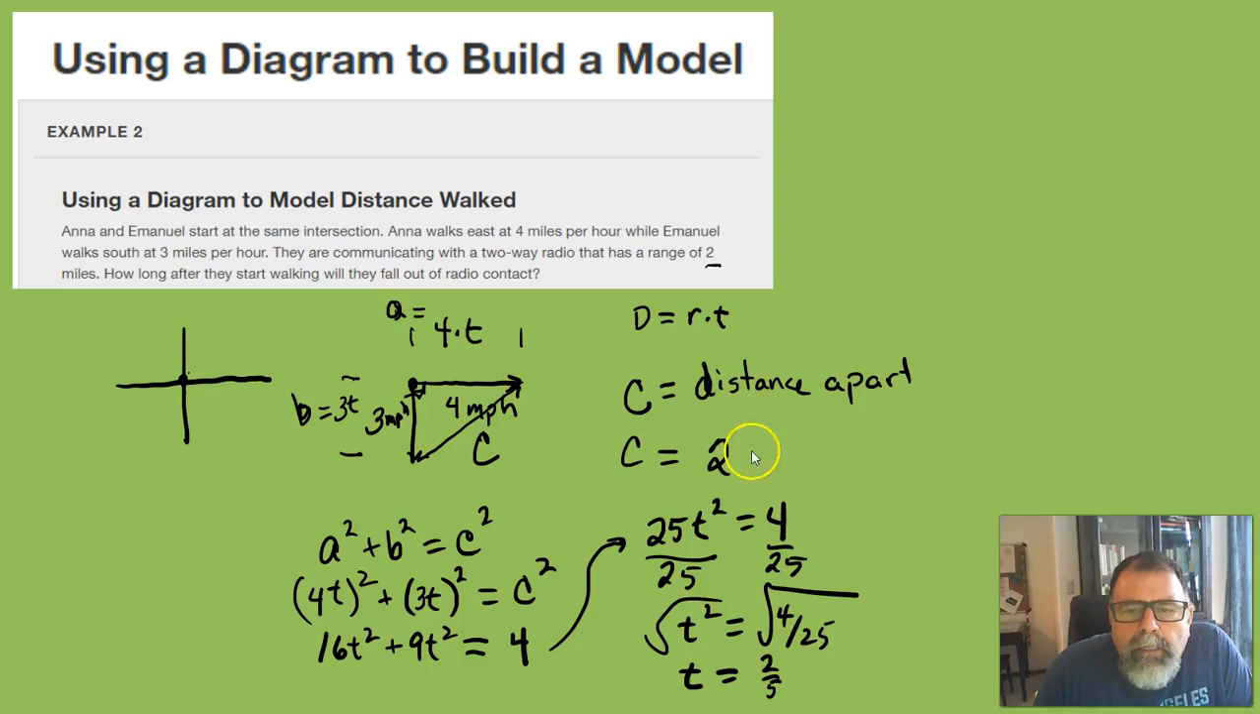And remember that t, we were doing miles per hour. These were hours. So 2/5 of an hour, or what's 2/5 times 60 minutes? So the hours would cancel. So we get 120 divided by 5, which is 24. 24 minutes.